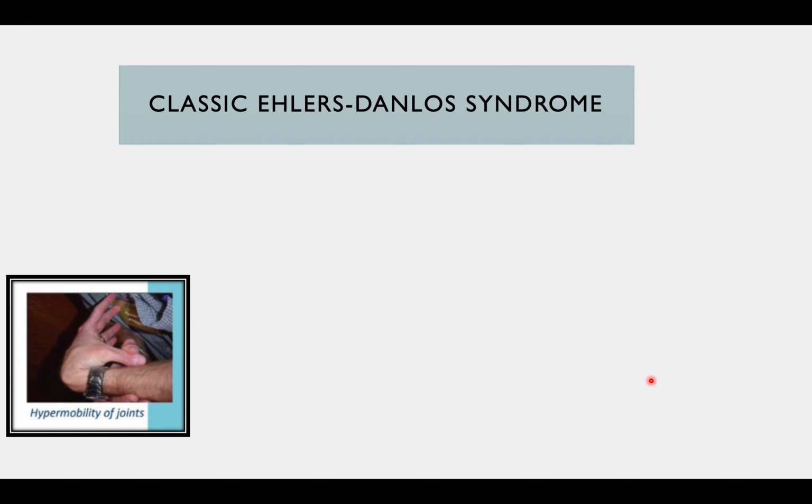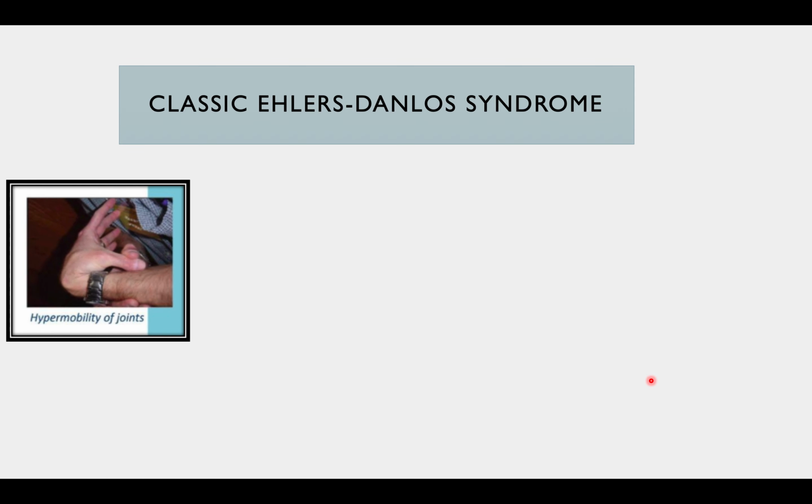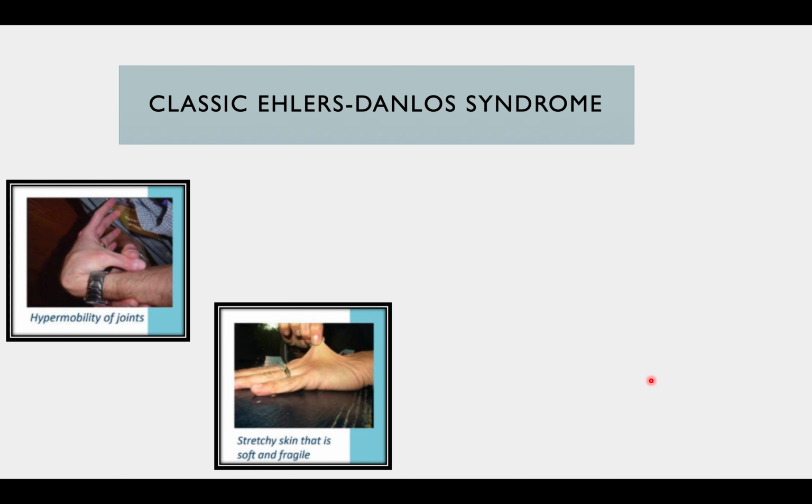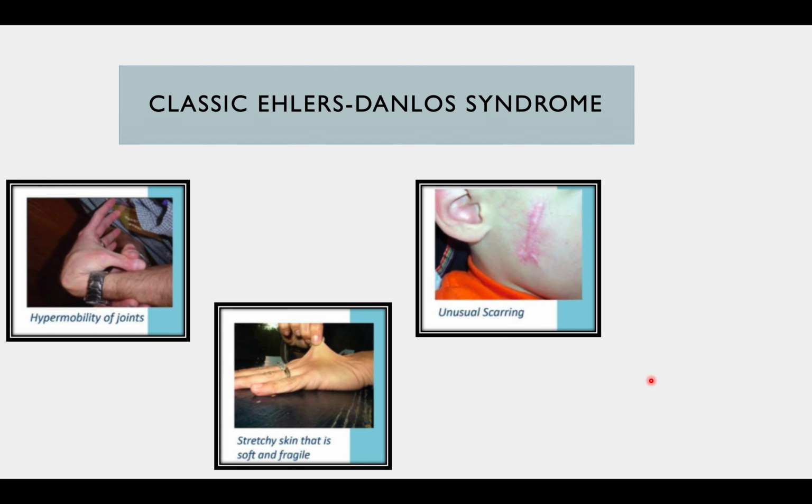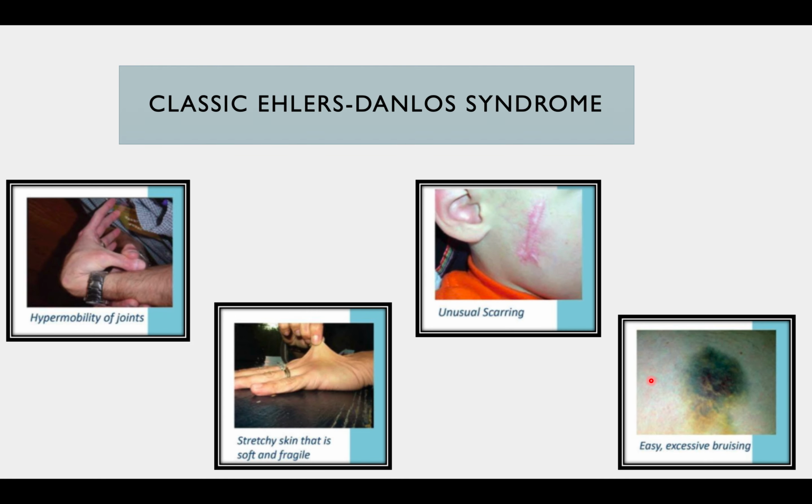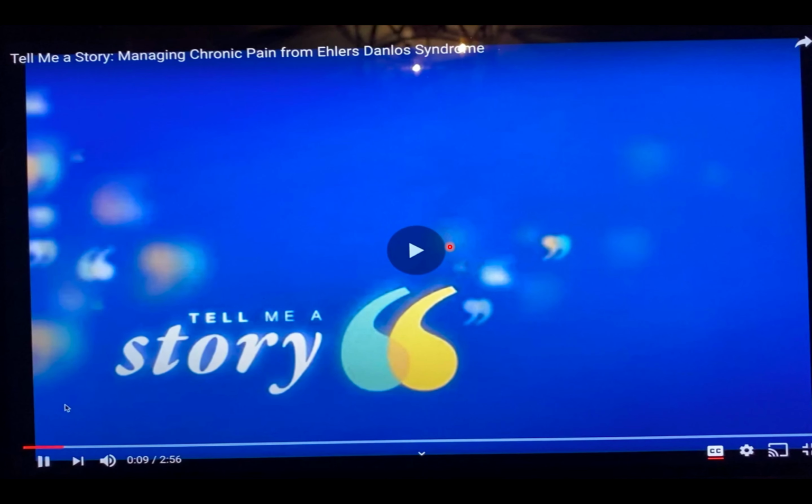Classic Ehlers-Danlos syndrome is characterized by hypermobility of joints, stretchy skin that is soft and fragile, unusual scarring, and easy excessive bruising. And this leads to a lot of complications such as increased pain, poor wound healing, dislocations, fatigue, and delayed motor development. Now I'm going to play a video of a patient with Ehlers-Danlos.